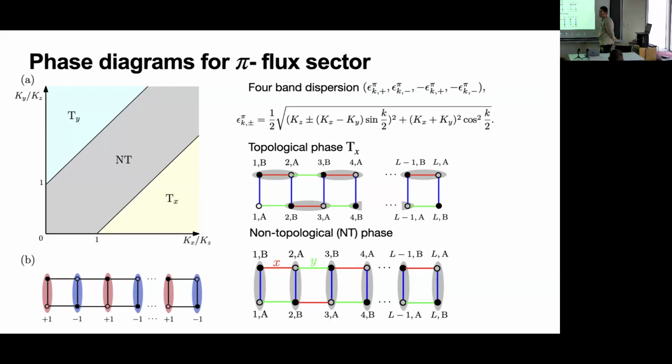And also one can compute the Chern number of these bands, and one will obtain that the topological phase has a non-zero Chern number. For the non-topological phase, one can consider the limit when KZ is very large. When KZ is very large, the Majorana fermions on each bond are coupled together, leaving no edge modes.